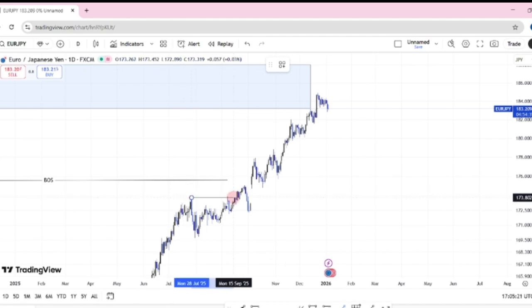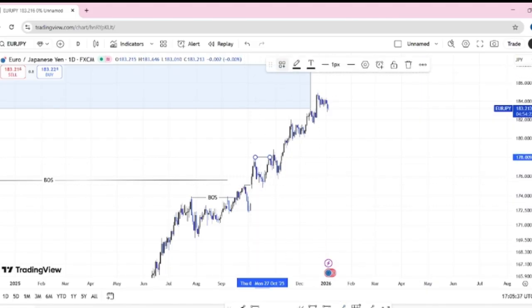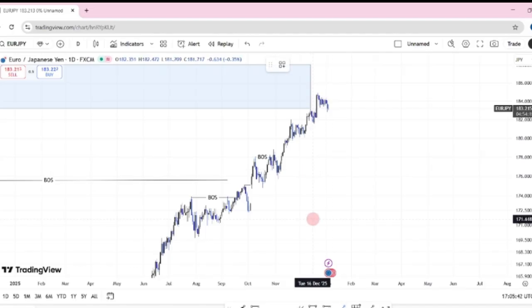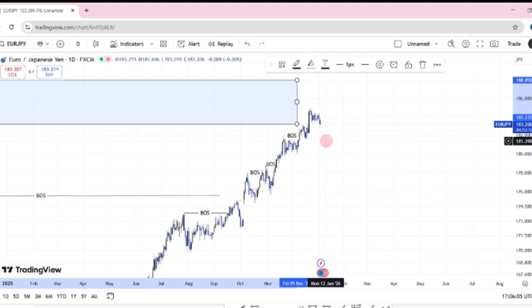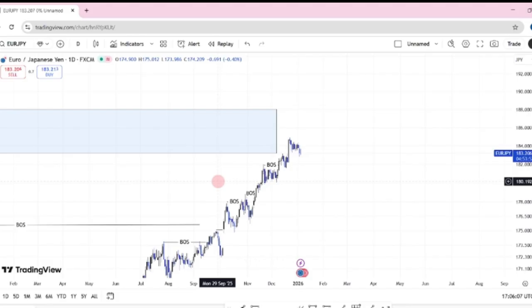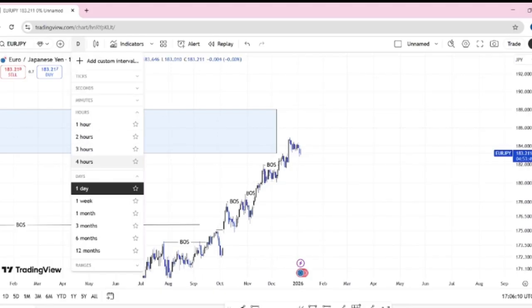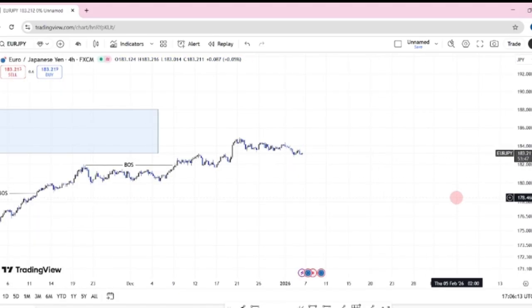We have this break of structure to the upside, followed by this break to the upside. We have another break of structure to the upside at this point, and we have this break of structure to the upside, because the price is bullish. The price is bullish, so we should be expecting more push to the upside. All right, so having all of this break of structure to the upside from the daily, let's step down to the 4 hours so we get a better understanding of what the market is doing.